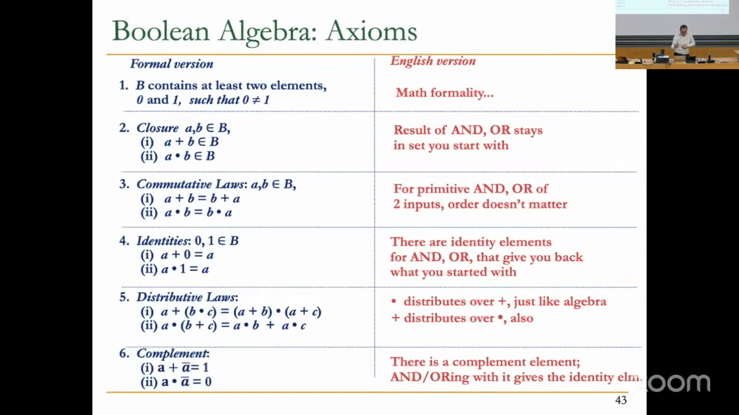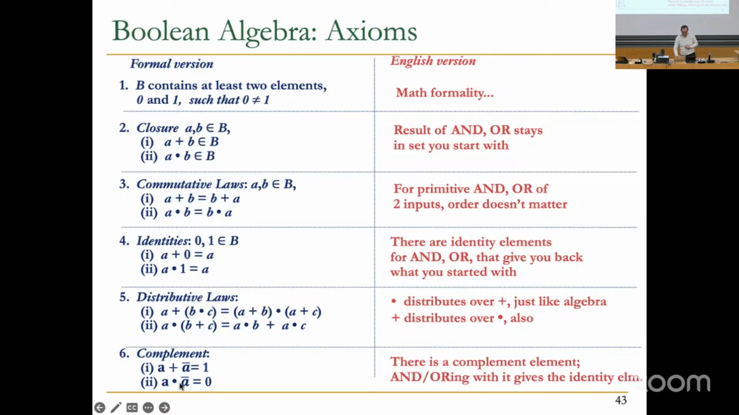Exactly. Complement is basically, there's a complement element, and ORing with it gives the identity element. For example, A or A bar is 1. Either A is true or not A is true. That's logic, basic logic, right?